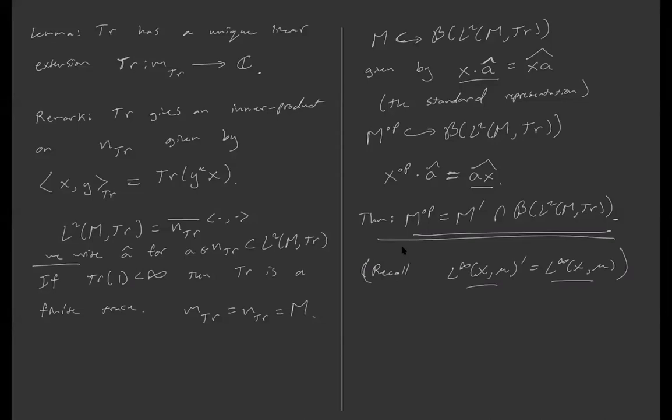All right. So I should also give two more examples of traces. These are the main von Neumann algebras I'm interested in. And that is that if gamma is a discrete group, then there's a natural trace on L gamma.